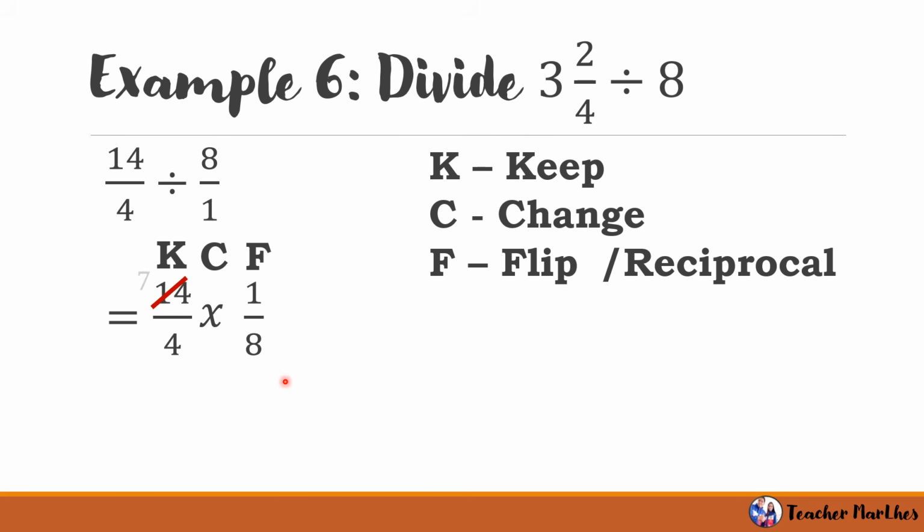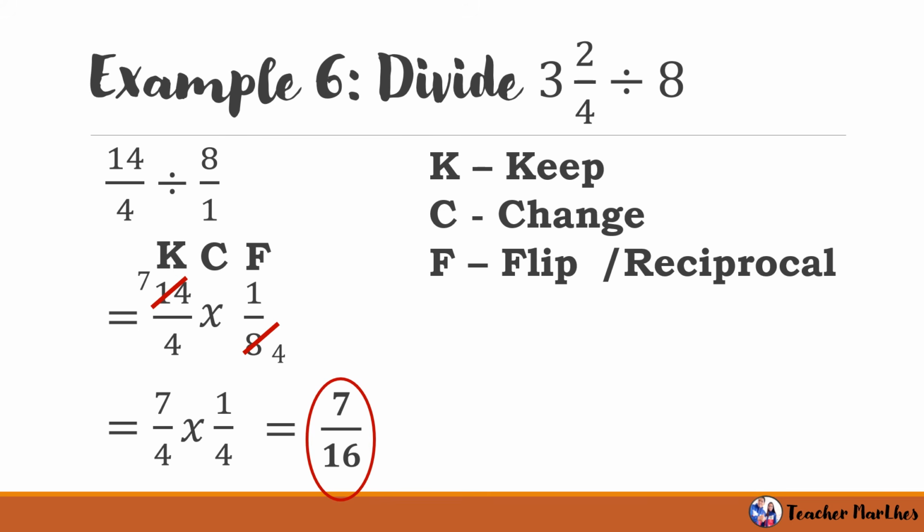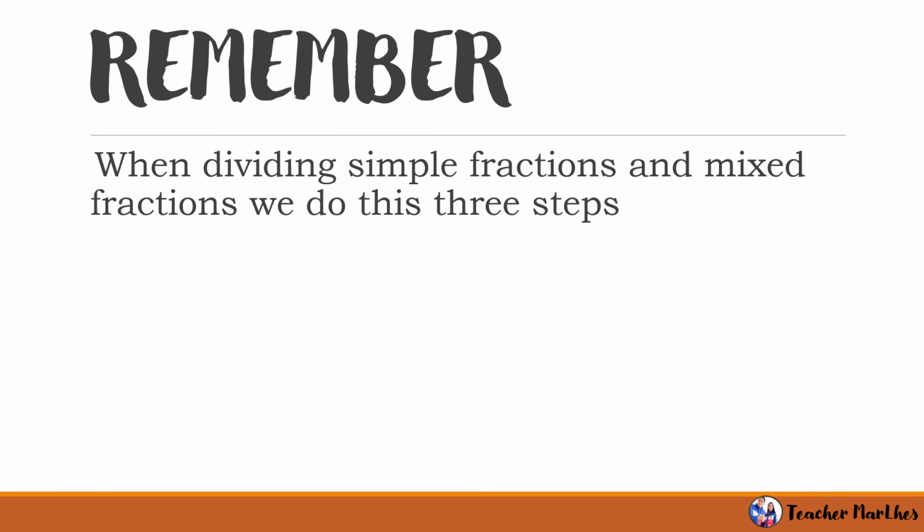So 14 divided by 2 is equal to 7. 8 divided by 2 is equal to 4. So we have 7 over 4 times 1/4. Then 7 times 1 is equal to 7. 4 times 4 is equal to 16. Since ang common factor na lang nito ay 1, so therefore, naka-lowest term na siya, the answer is 7 over 16.